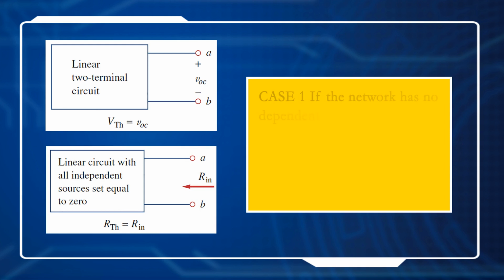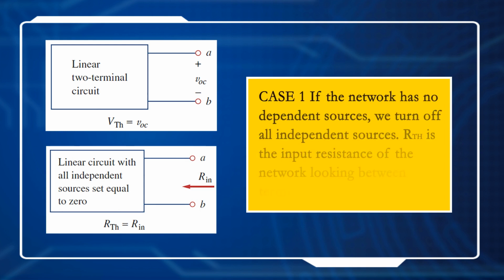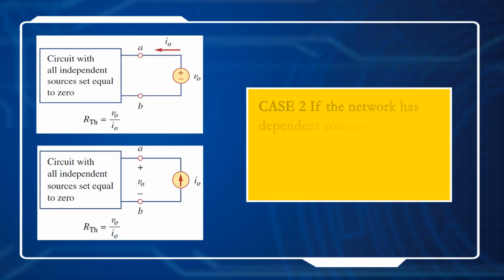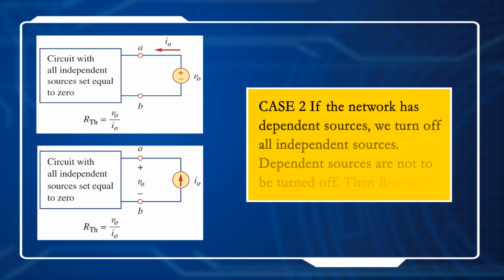Case 1, if the network has no dependent sources. In this case, we turn off all independent sources, and RTH is the input resistance of the network looking between terminals A and B. Case 2, if the network has dependent sources, we turn off all the independent sources, and the dependent sources are not to be turned off.